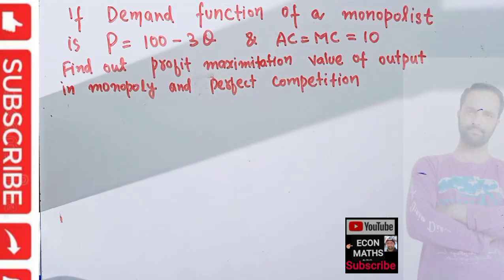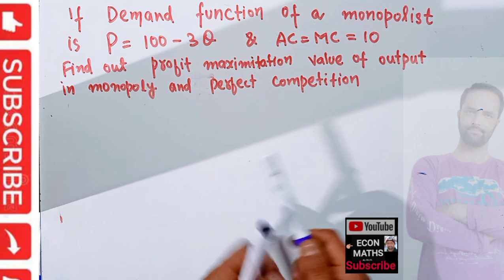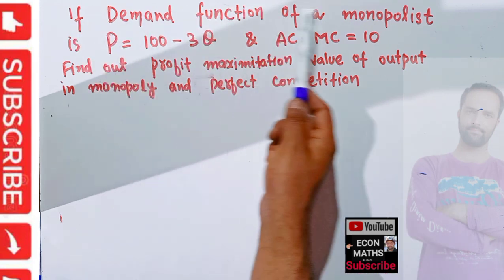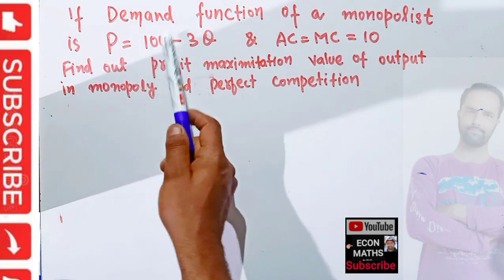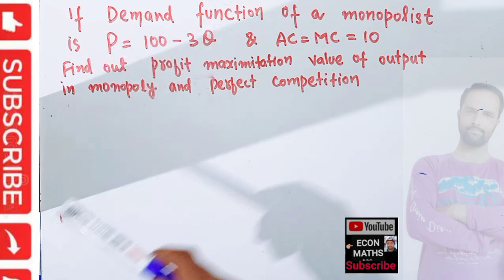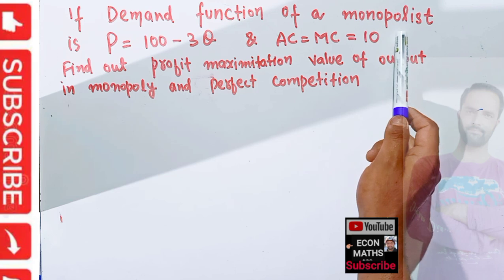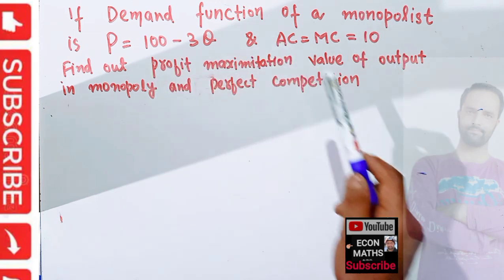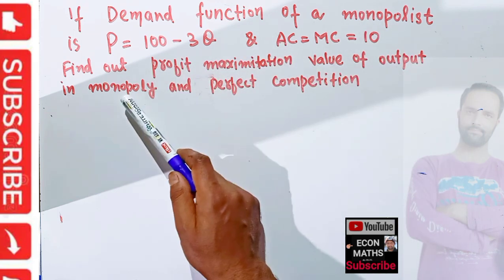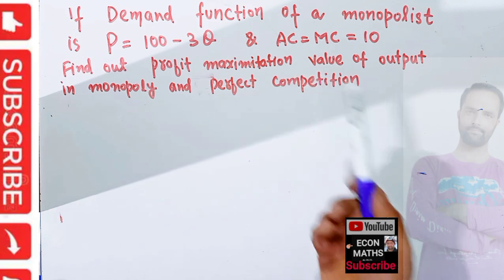In this video, we will solve a question on profit maximization in case of monopoly and perfect competition. The question is, if the demand function of a monopolist is P = 100 - 3Q, where P is the price and Q is the output, and if average cost is equal to marginal cost, which is equal to $10, find out the profit maximizing value of output in monopoly and in perfect competition.